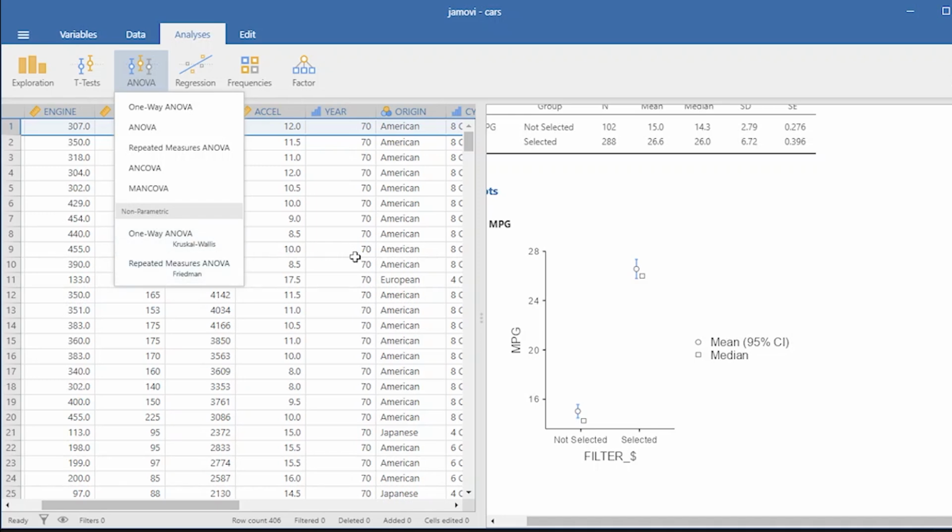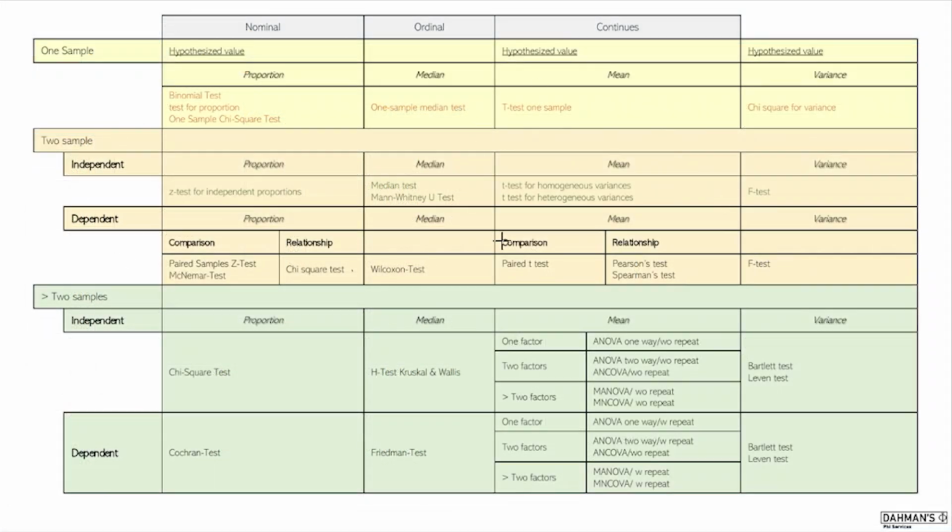Now I'm going to bring back my table. In this table, when we have two or more samples, for example, let's look at the origin of the car. We got three. Now the question is, are they independent or dependent? They are independent because they are three different groups.